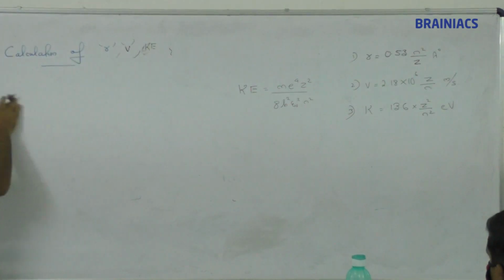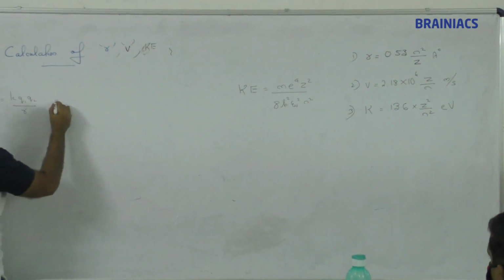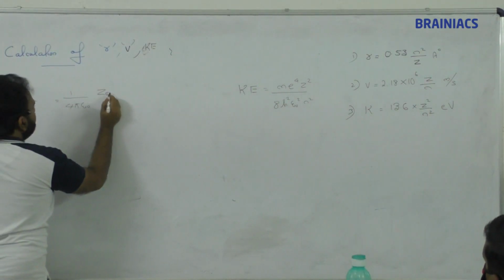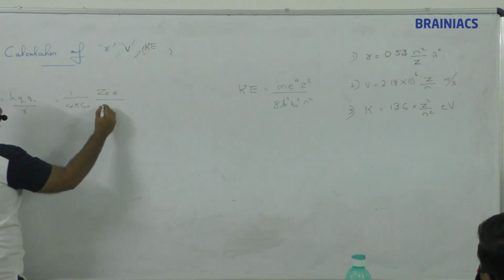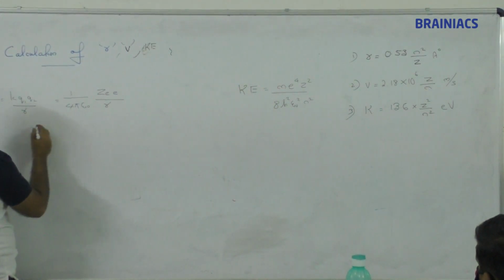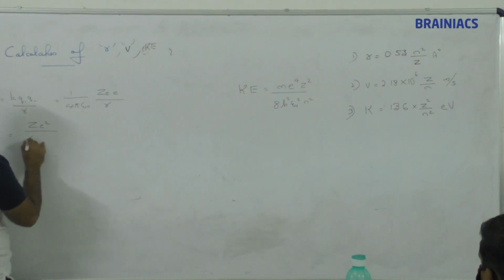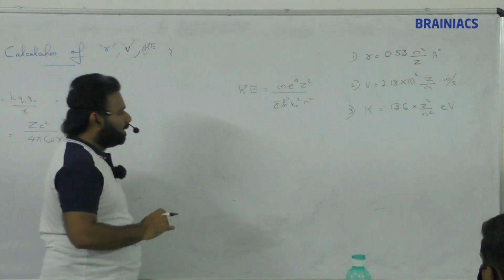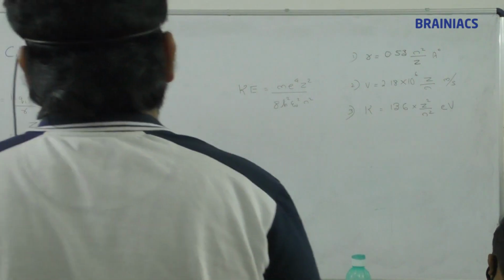What is electrostatic potential energy? Q1 Q2. What is this? It is going to be 1 by 4 pi epsilon naught. Q1 is going to be ze, Q2 is going to be e, divided by R. So potential energy is going to be z e square divided by 4 pi epsilon naught into R. So what is R? R is the radius, right?